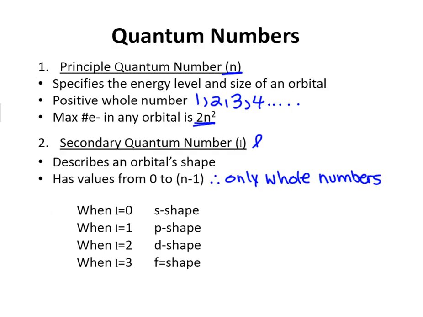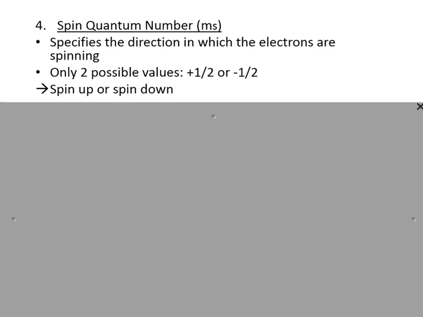So now let's go back to our last quantum number, which is called the spin quantum number, which is called MS. This one tells you the direction in which the electrons are spinning. We're going to see more application of this number in the next lesson.